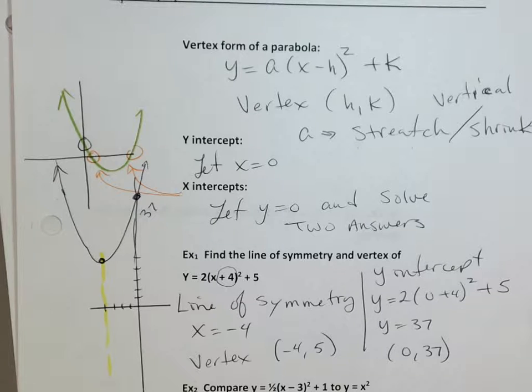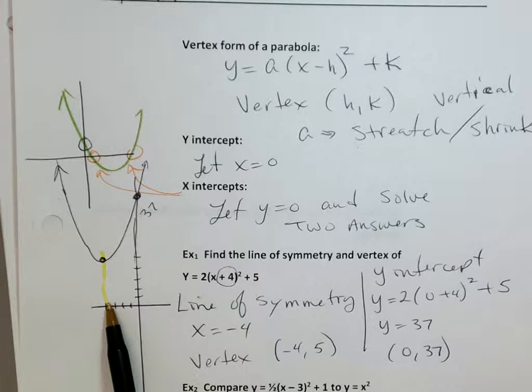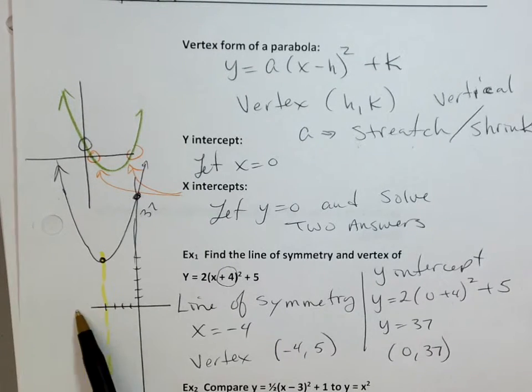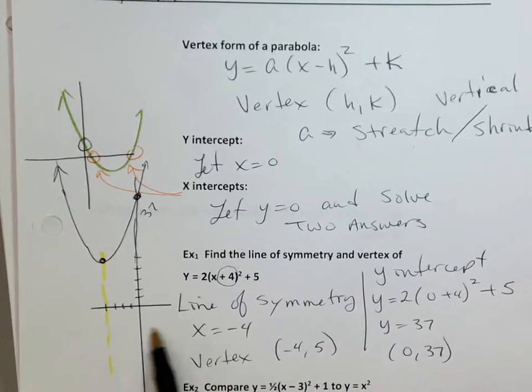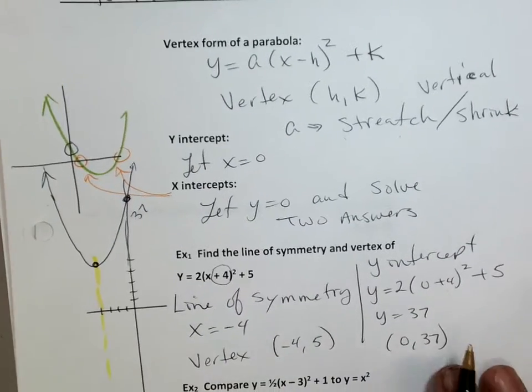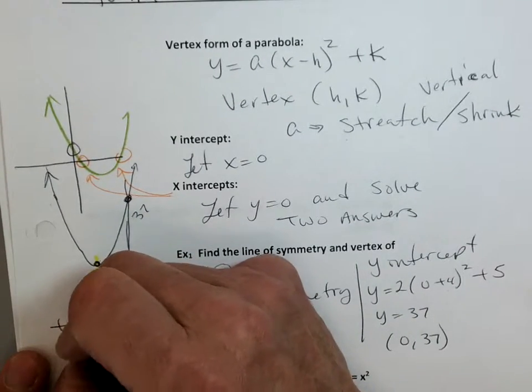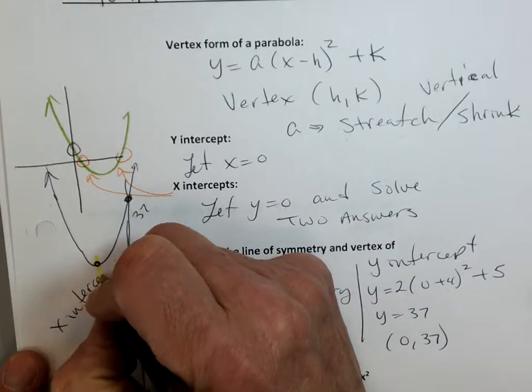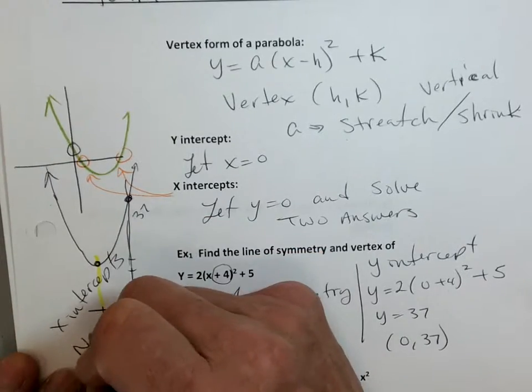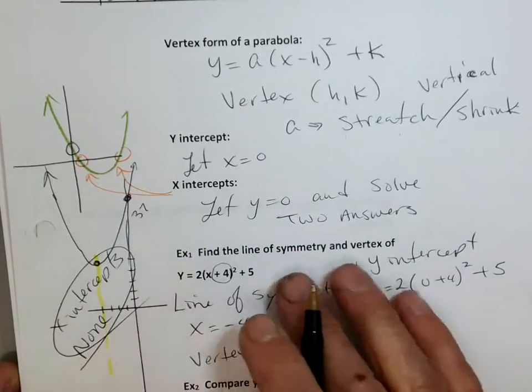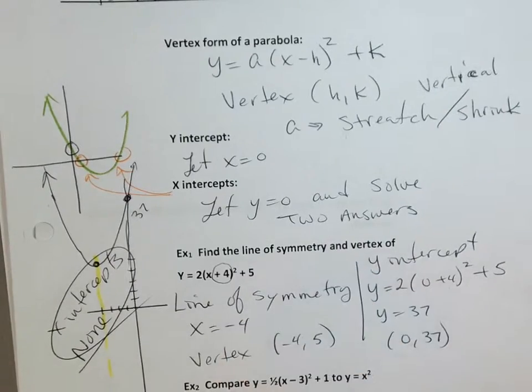Yes, so let me ask again. What do we know about the x-intercepts? There's none. Does it ever cross this line? Will it ever cross this line? No. So x-intercepts: none. Okay? You're right, though. We're going to do that later.